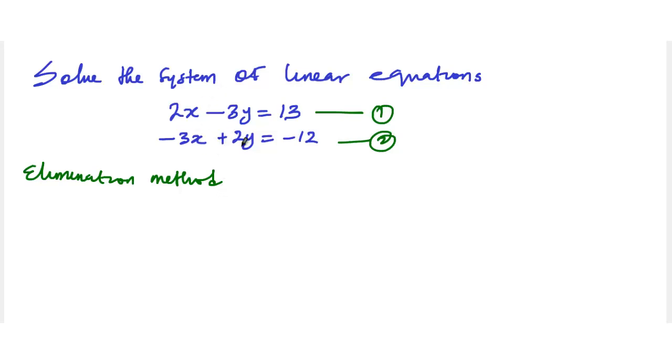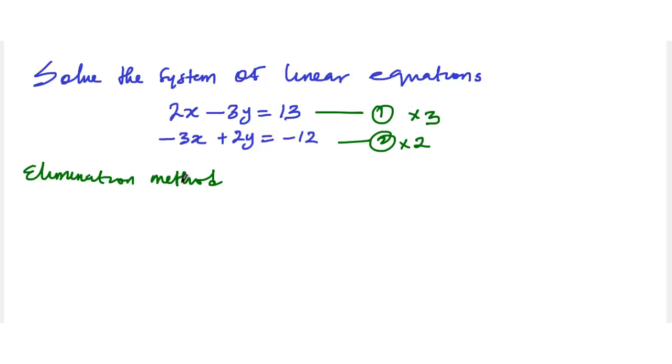So all we need to do is to multiply equation 1. In this case, I want to make the terms of x the same. So I'll multiply equation 1 by 3, and I'll multiply equation 2 by 2. That will make the x terms the same. Then we'll decide if we are going to be adding or subtracting. Let's just do that first.